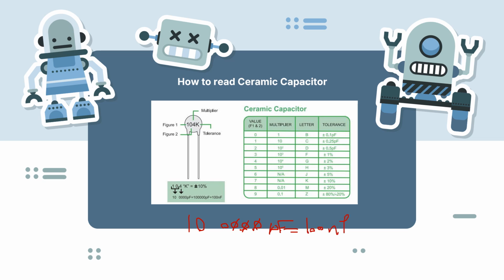nanofarad, or we can say 0.1 microfarad, because we know every 1000 picofarad equals 1 nanofarad, and every 1000 nanofarad equals 1 microfarad.